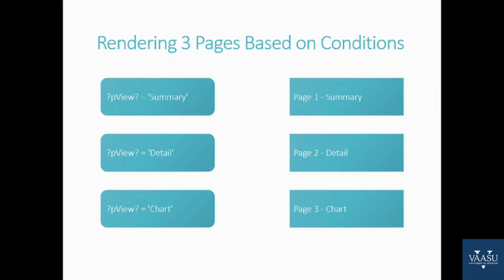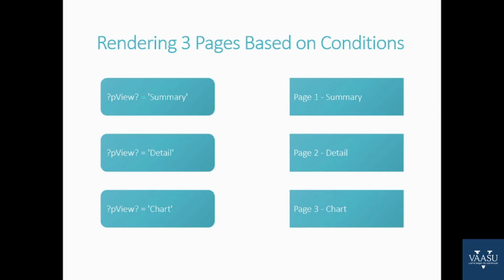Now let us see how we render three pages based on a condition. This is a very simple one. For example, there is one summary page, another detail page, and a third chart page. In this scenario, the first thing we have to do is create three variables: var_summary, var_detail and var_chart, and define the parameter. Then we assign these variables to the pages. Page one is for var_summary, page two is for var_detail, and page three is for var_chart.